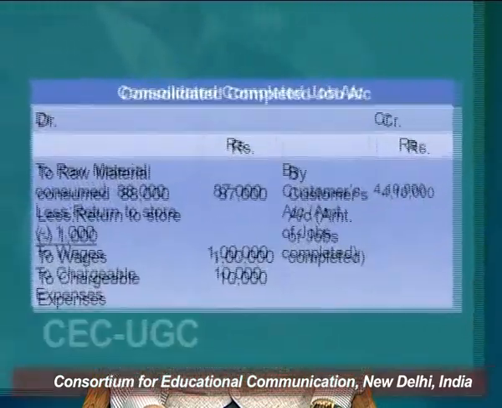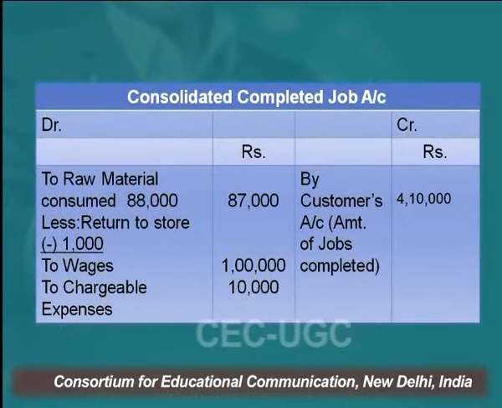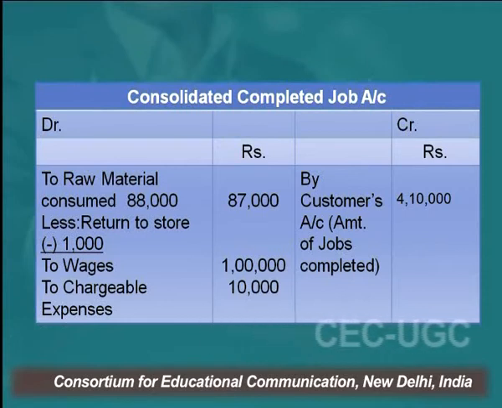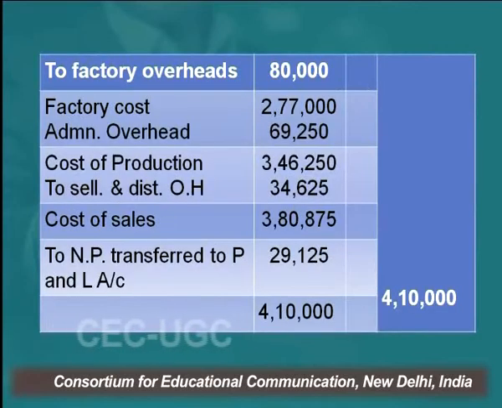Similarly, you can prepare the consolidated completed job account. So raw material consumed of 88,000 rupees is given in our example. Out of this, material worth 1,000 rupees is returned, so the total material used is 87,000. Wages are 1 lakh rupees, and chargeable expenses are 10,000 rupees. All this is given in the example. I am completing the debit side first.